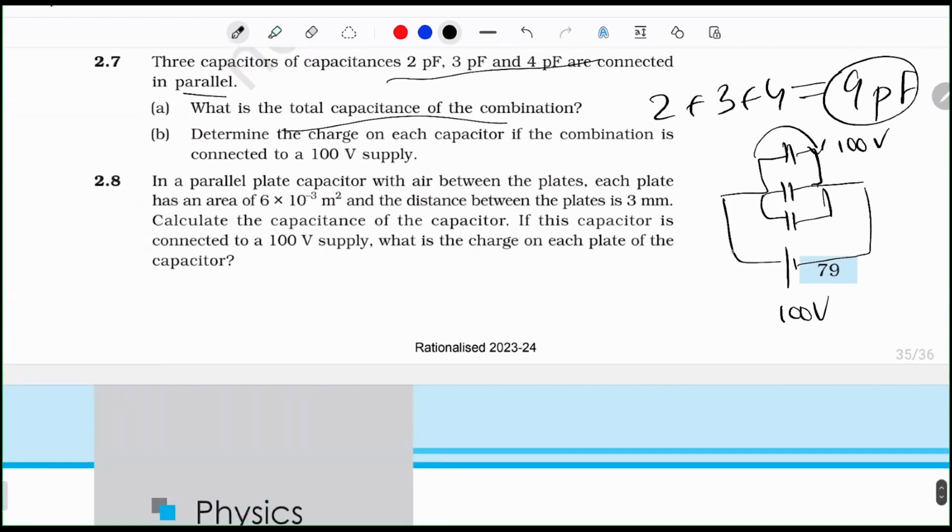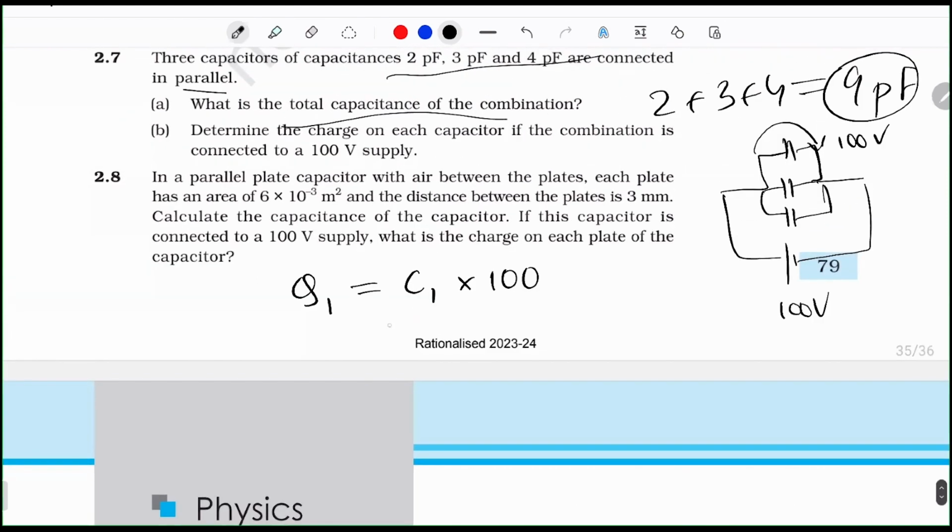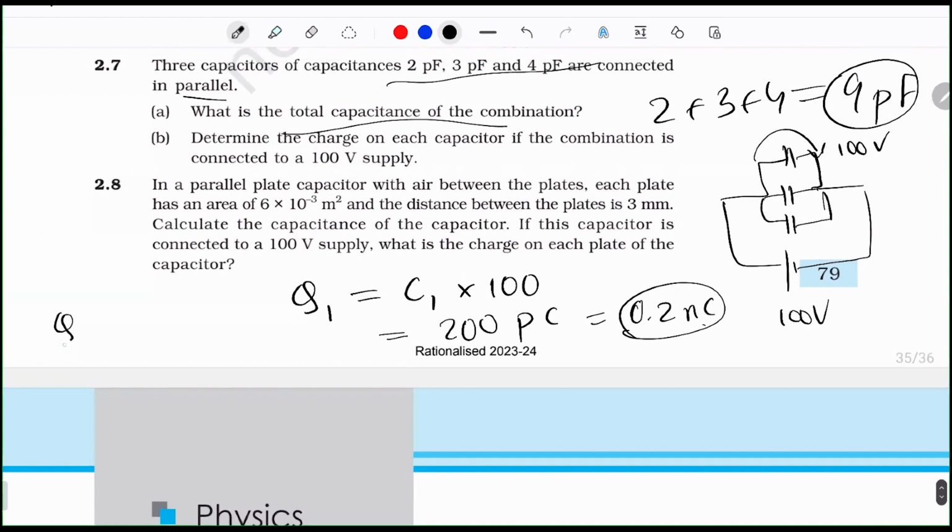So if you want to find the charge on each capacitor, the charge on capacitor 1 is simply the capacitance C1 times the potential difference, which is 100 volts. And C1 is simply 2 picofarads. So it is 200 picocoulombs, which is simply 0.2 nanocoulombs, a very tiny charge. Similarly, Q2 is 0.3 nanocoulombs and Q3 is 0.4 nanocoulombs.